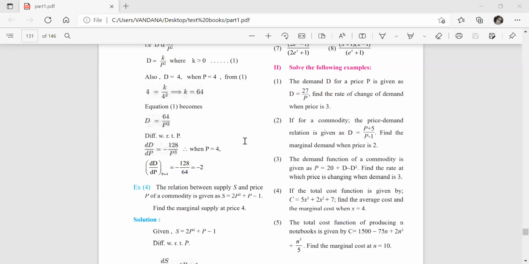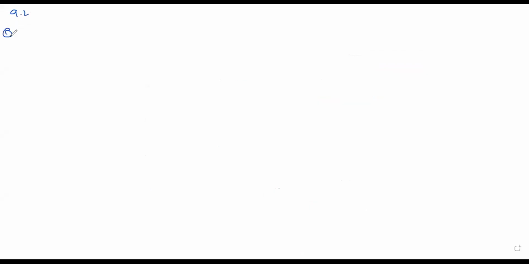Solve the following example. The demand D for a price P is given as D is equal to 27 by P. Find the rate of change in demand when price is 3. Demand 9.2, question number 2. First, demand is given as 27 by P. They have asked you to find the rate of change in demand when price is 3.